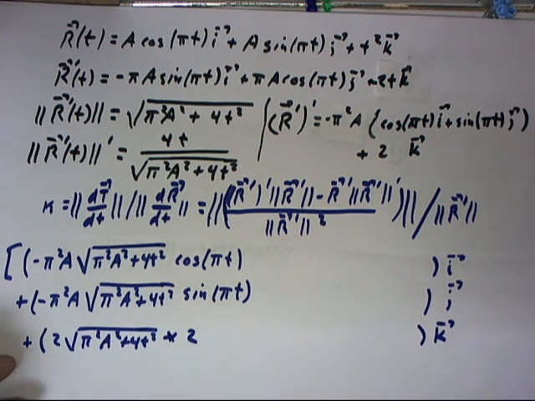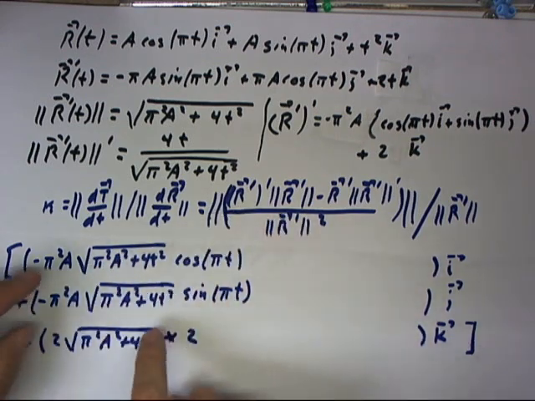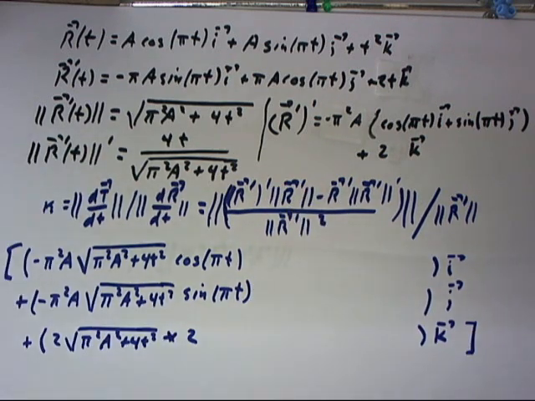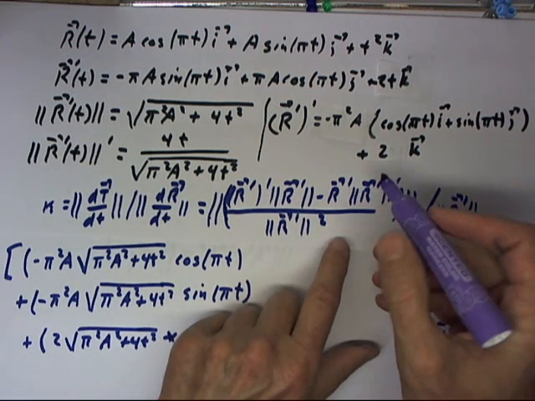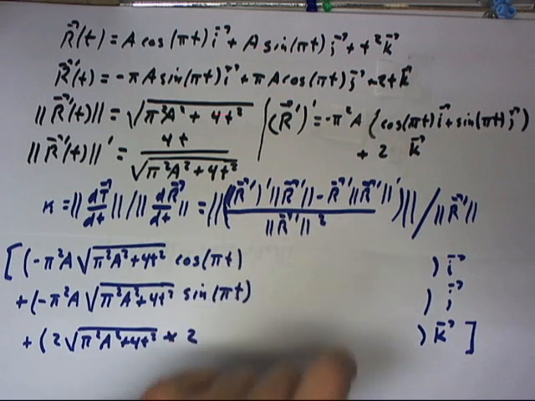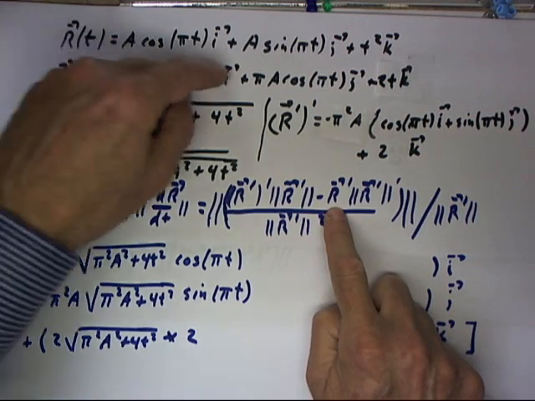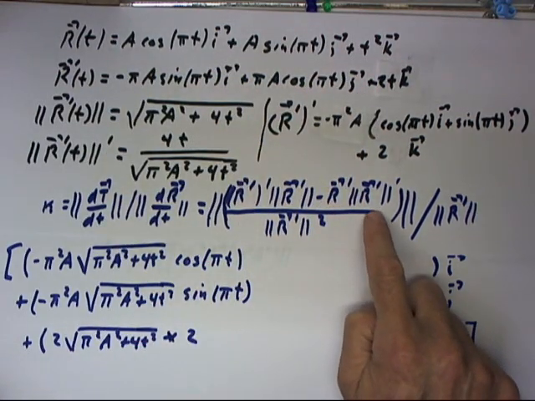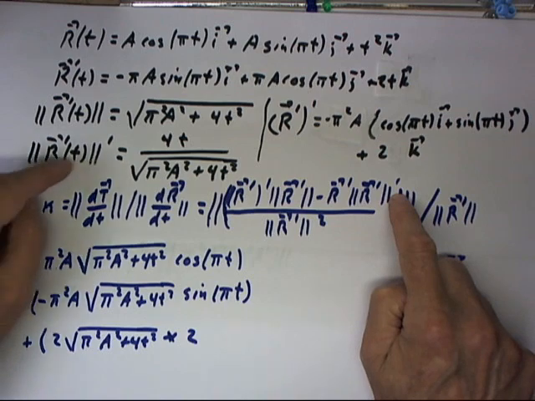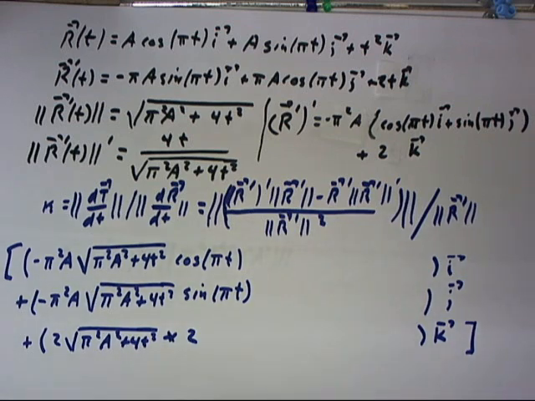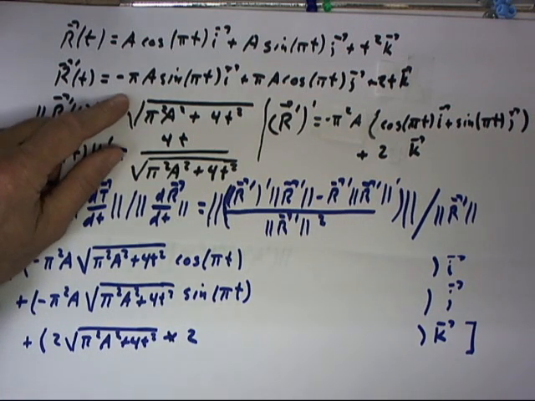And there will be more for the k term. So what we have is the i, j, and k components of r prime prime times the magnitude of r prime. Now, I don't want to get too colorful on you here, but let's go ahead and switch colors and get the r prime times magnitude of r prime prime. r prime is this expression. Magnitude of r prime prime is just the 4t over the square root of pi squared a squared plus 4t squared. So this really is not going to be too difficult to write out.